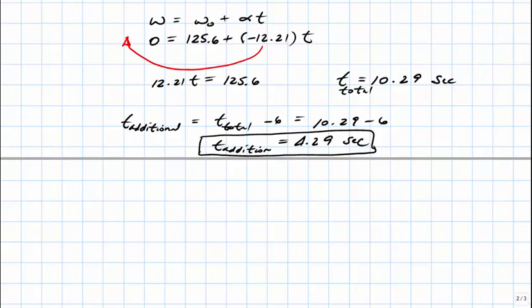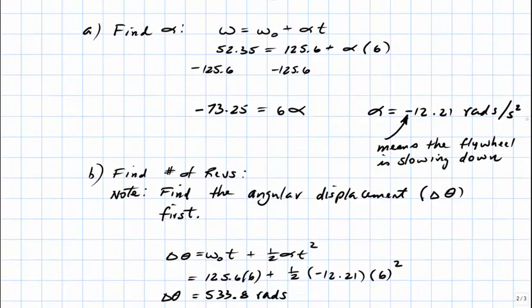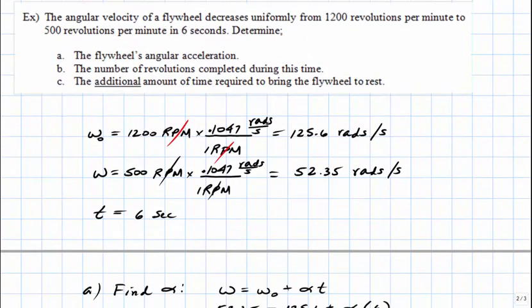Now there's another way that we could have pursued part C, and let me show you an alternative approach. Part C again asked us to find the additional amount of time required to bring the flywheel to rest, and in order to find that time directly, we could have started the problem at the point when the flywheel reached an angular velocity of 500 revolutions per minute. Of course, it reaches that point after 6 seconds have elapsed within the problem.